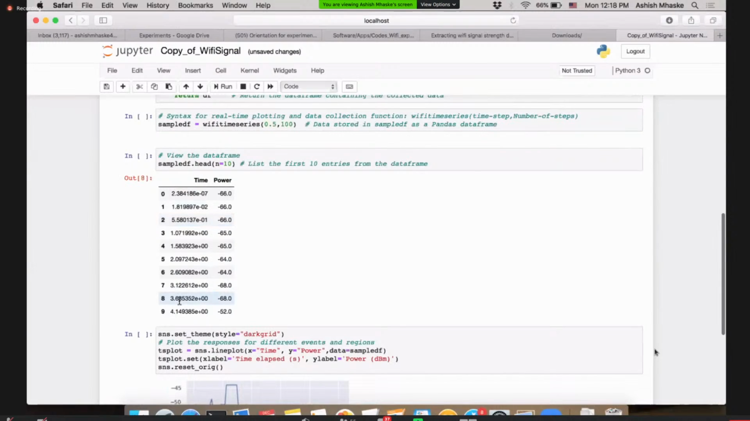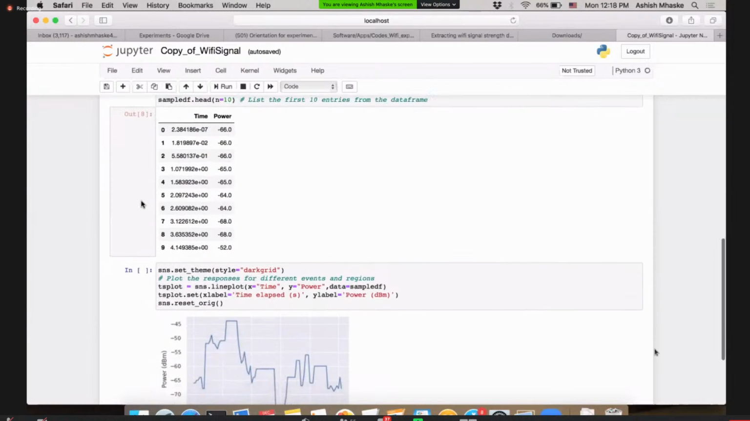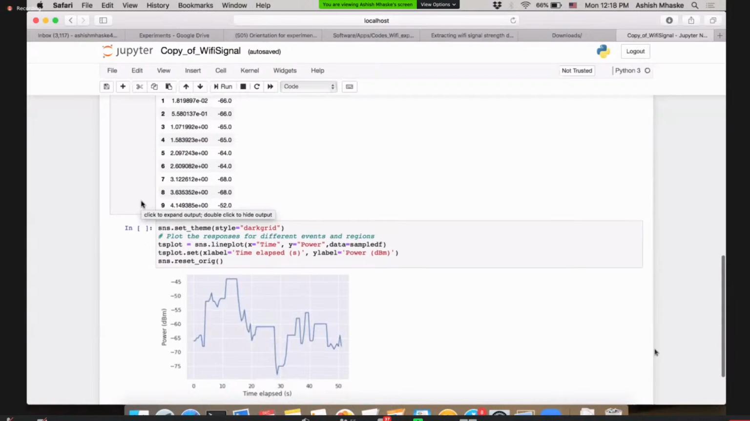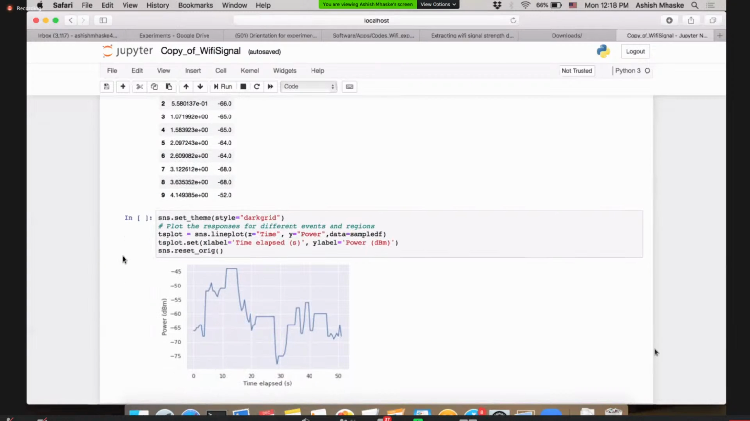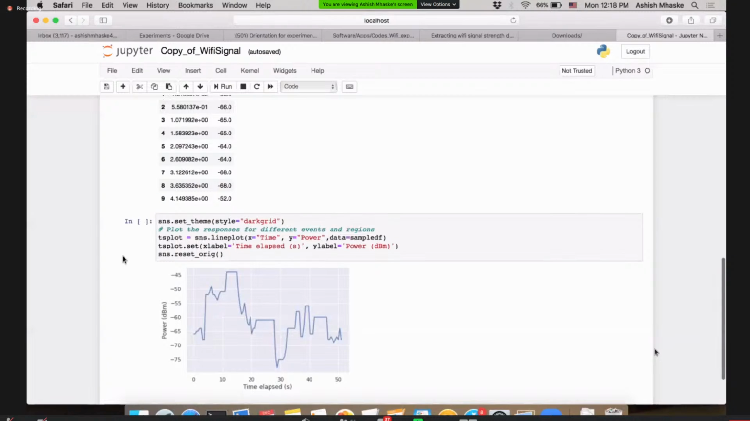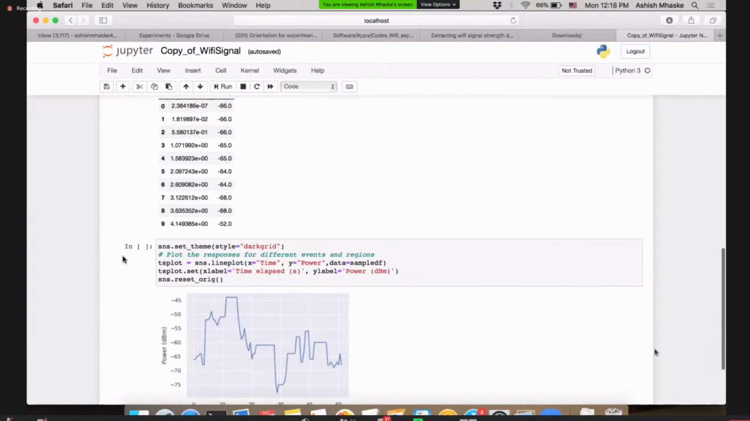Yeah. So where it says sampled f equals Wi-Fi time series, it will generate a real-time plot. So as you move your laptop, you can see that the signal will change. Once that is done, it will automatically store it in a data frame, which can later be plotted. This is a sample plot at the end that I've shown, which is obviously not real time, but made once the readings have been taken. After that, it's up to you how you want to manipulate the data and what you want to get out of it, depending on the experiment you want to do.